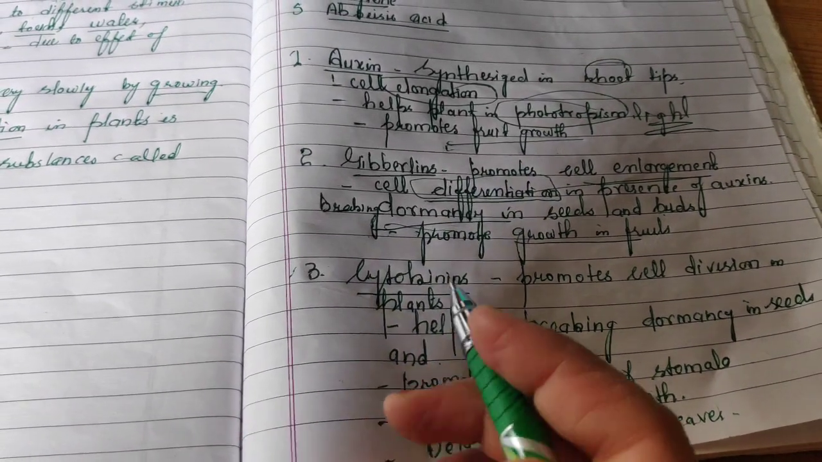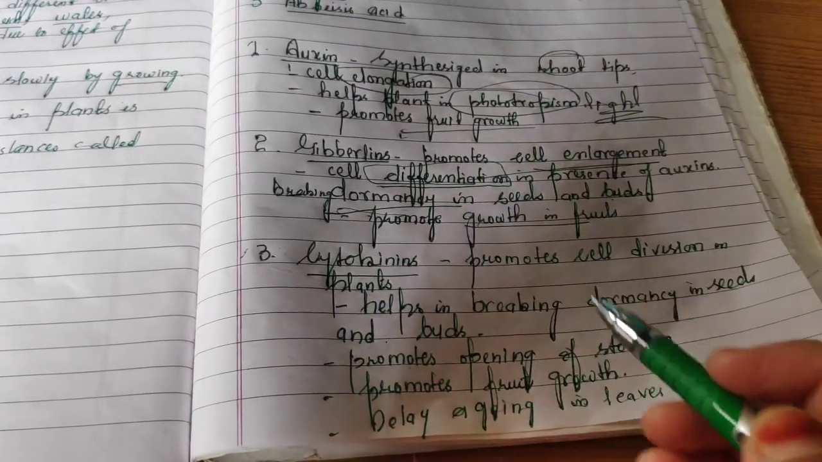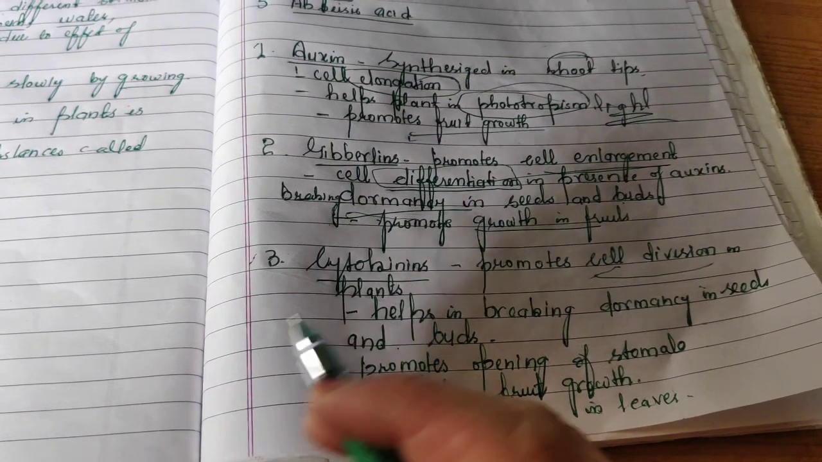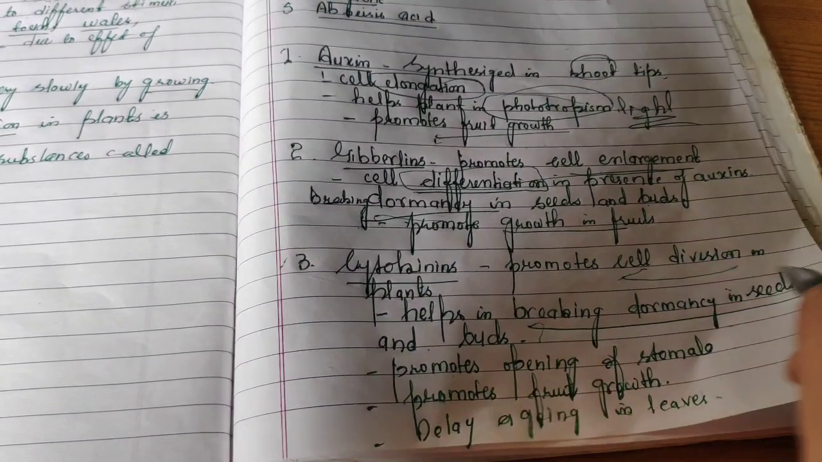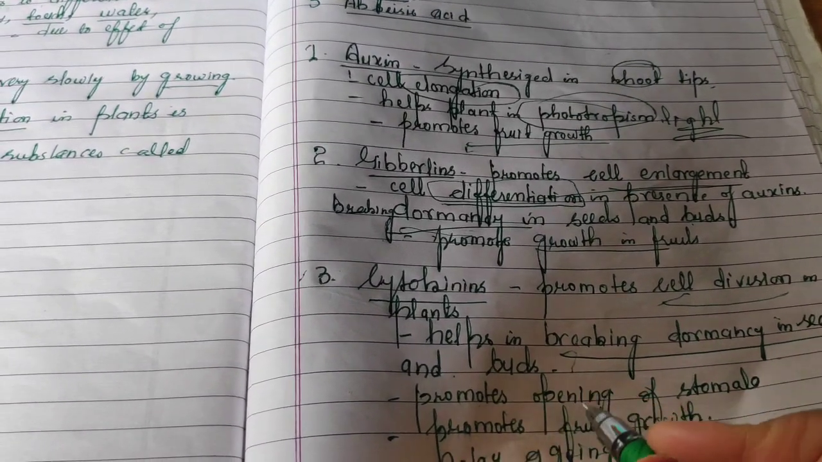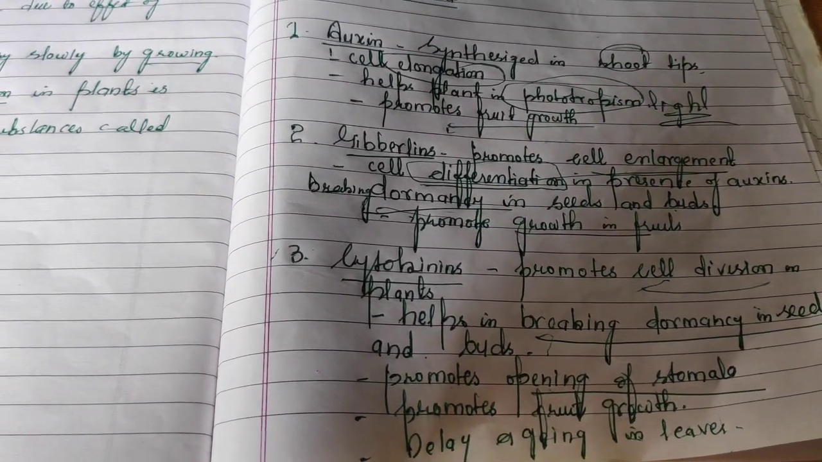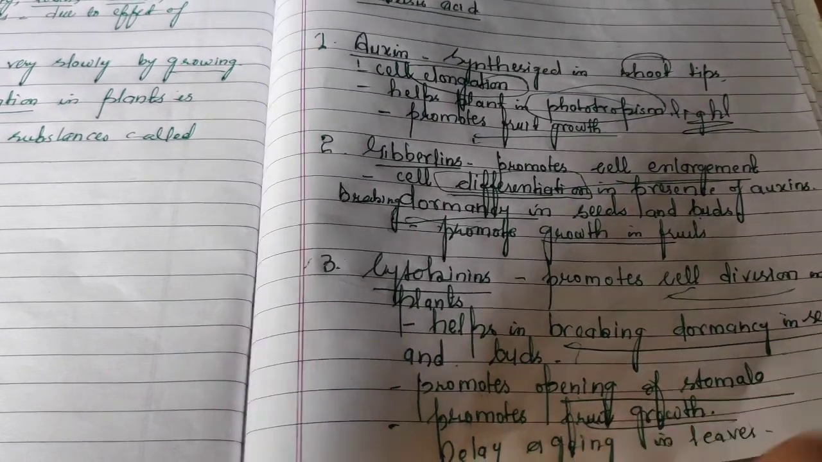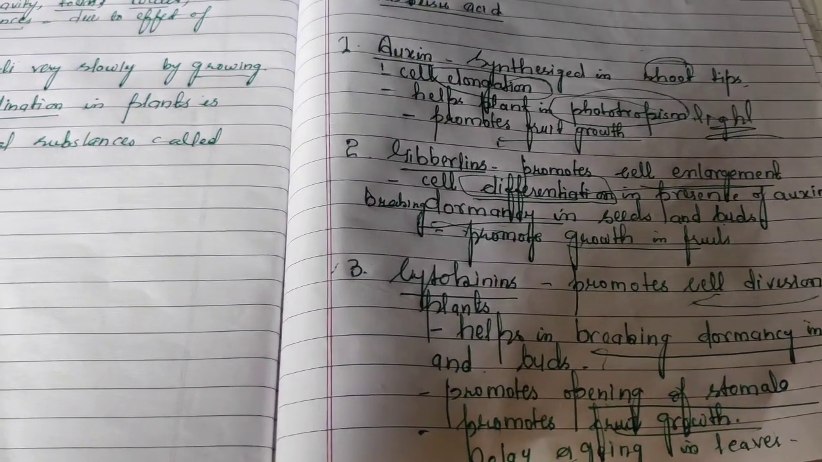Third is cytokinin. As the name suggests, cyto means cell and kinin means cell division. This means cytokinin is that plant hormone which promotes cell division in plants. And cytokinins also help in breaking dormancy in seeds and buds. These cytokinins also promote opening of stomata, the small pores present in leaves, and they also promote fruit growth in plants, and help in delaying aging in leaves.